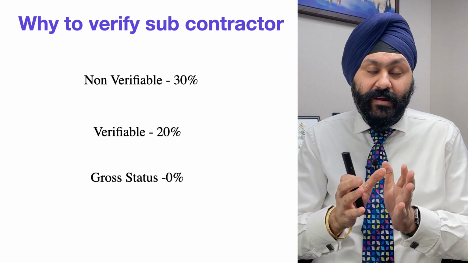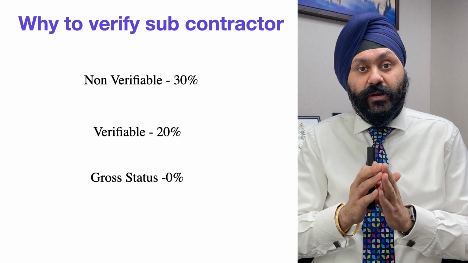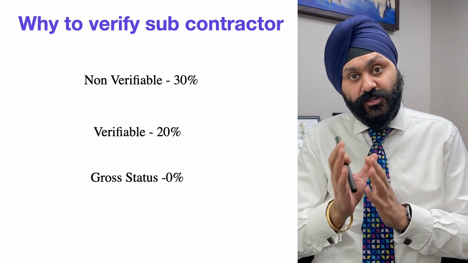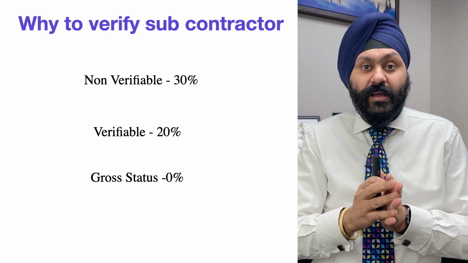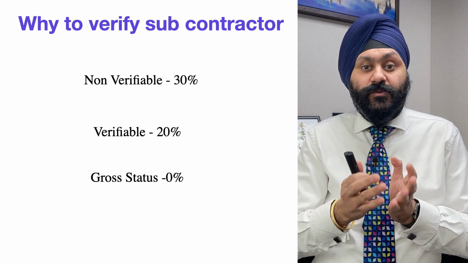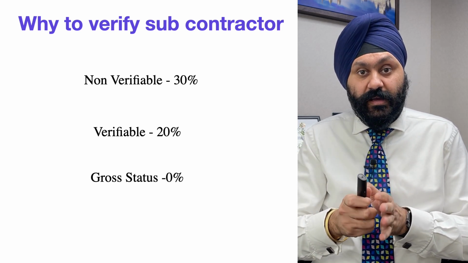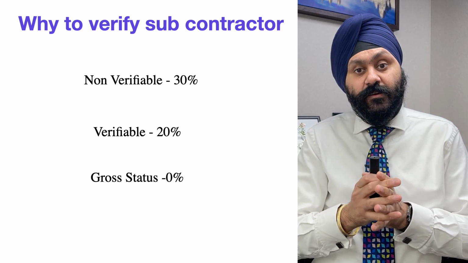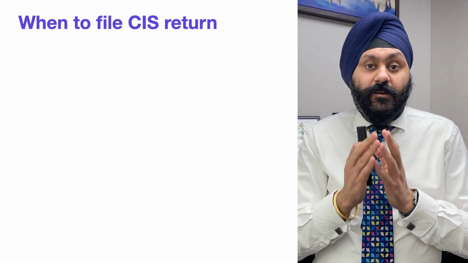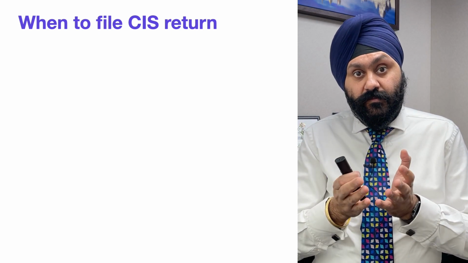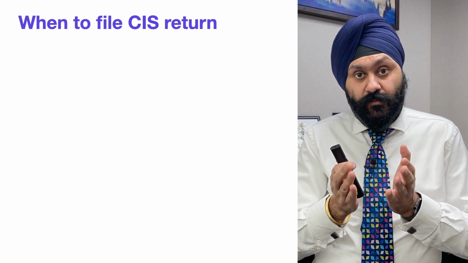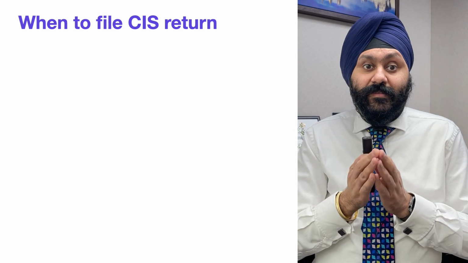On the other hand, it's also very important for the subcontractor to get himself registered with HMRC, so that he only pays 20% or 0% rather than 30% tax, which he may otherwise suffer. Now let's talk about when a contractor deducts a tax or a withholding tax from a subcontractor's payment, then he also has some responsibilities.